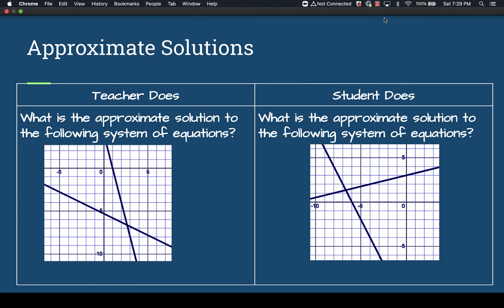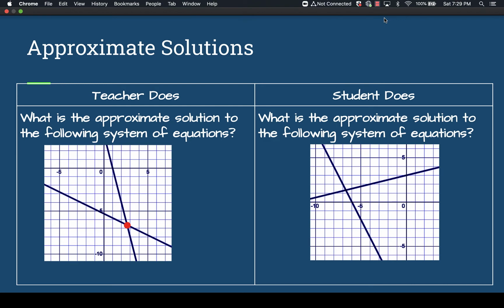If you are asked to approximate a solution, that means that you need to give it your best guess of where the solution is. This is the one downside of graphing: if the lines happen to intersect in the middle of a square, it's not completely obvious what the exact solution is, so we can just estimate. If I look at my example, the solution is somewhere in the middle of the square. So I need to estimate and give my best guess of where that intersection is.